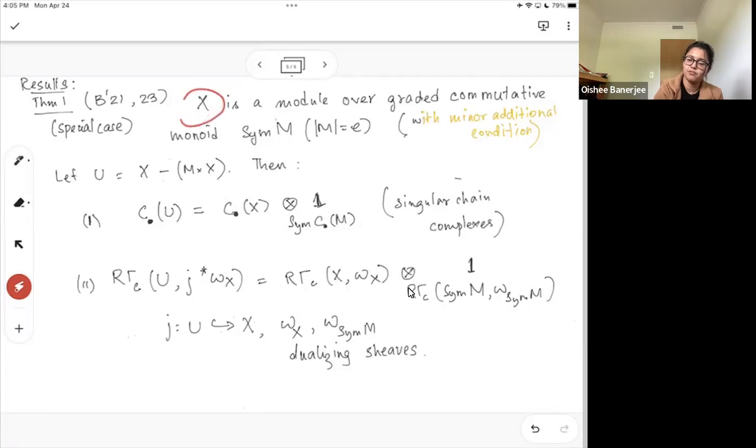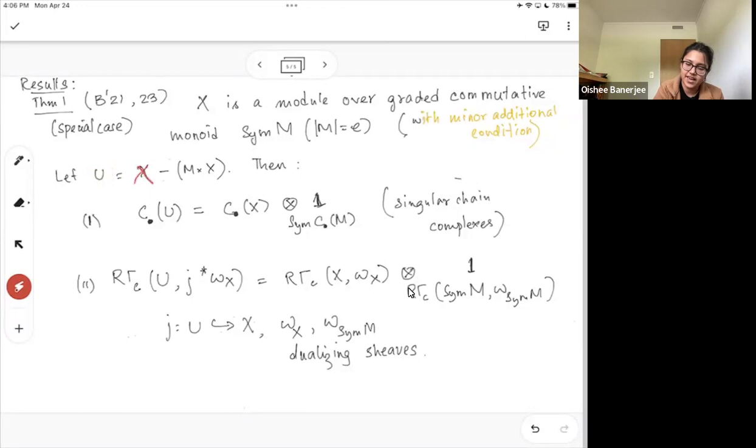They will naturally have a module over this graded commutative monoid structure. And in turn, having this minor additional condition enables you to say that the chain complex over X is actually in turn a module over this graded commutative monoid, and the derived indecomposables are precisely the naive indecomposables in a sense.